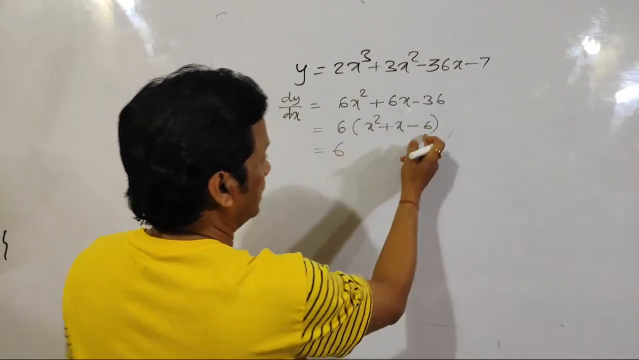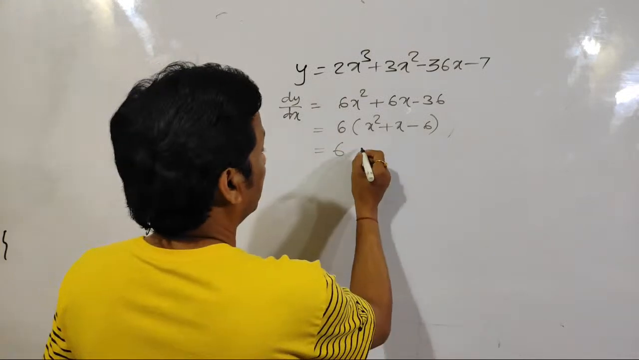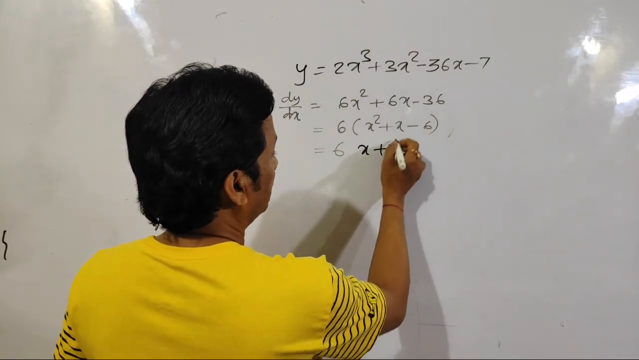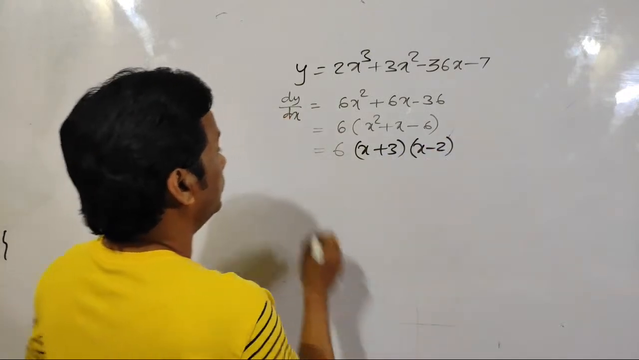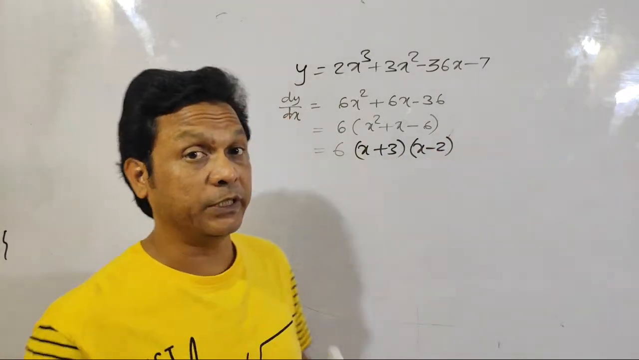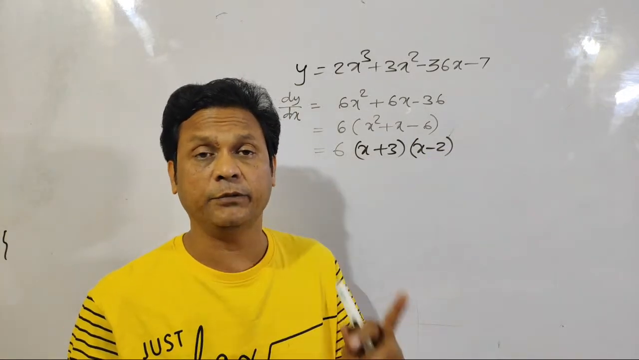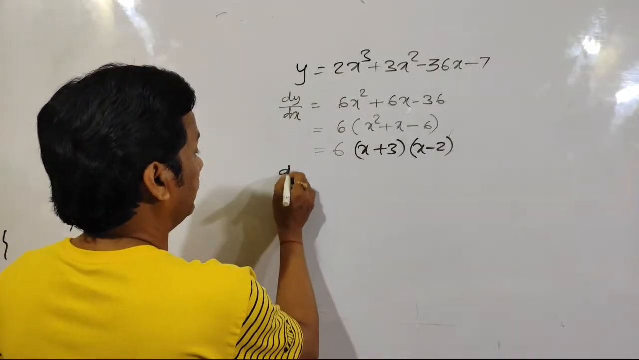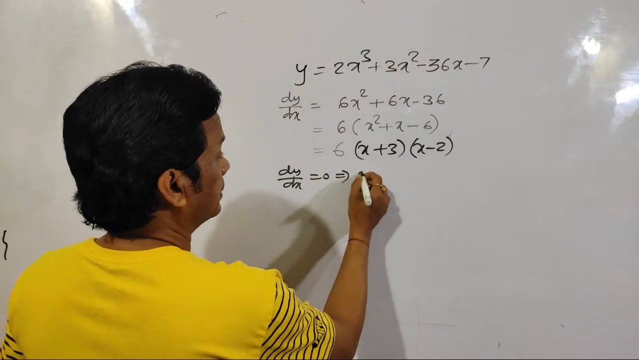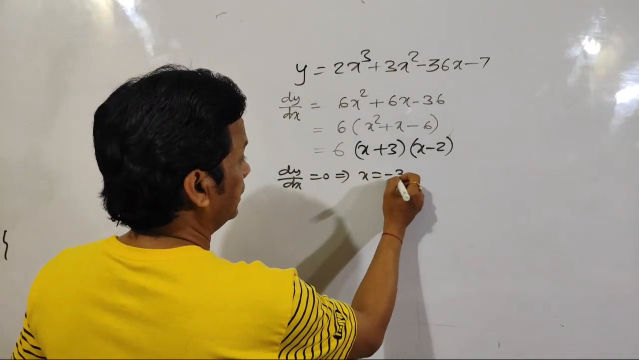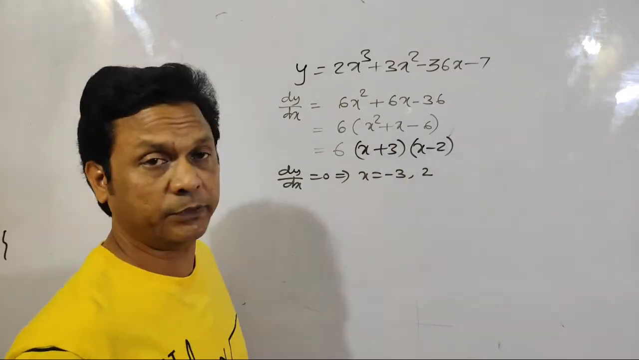Let us factorize this one. It will become x plus 3 into x minus 2. Now, first of all, you have to find out the point where the derivative is 0. Now, dy by dx is equal to 0 implies x is equal to minus 3 and x is equal to 2. These are the 2 points at which the derivative is 0.